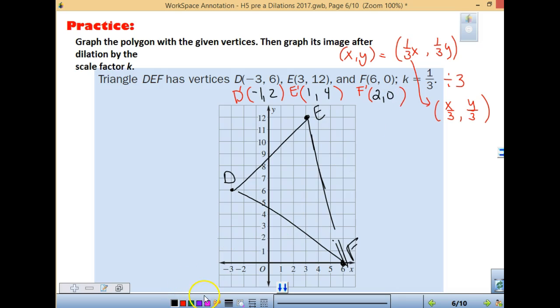So I am now plotting my new points. (-1, 2). It's getting quite a bit smaller, right? D prime. (1, 4), E prime. And (2, 0).